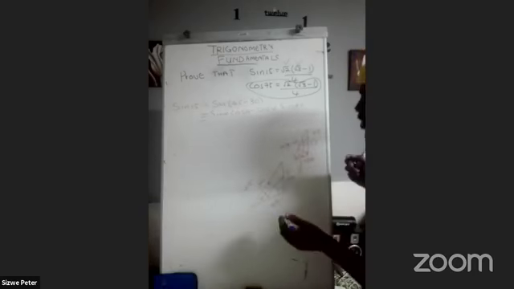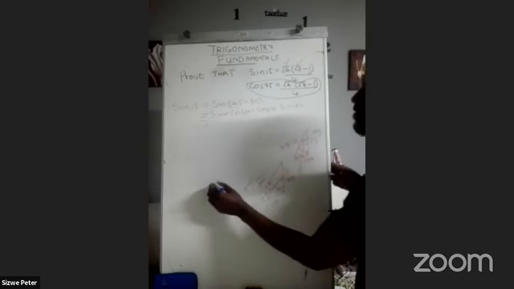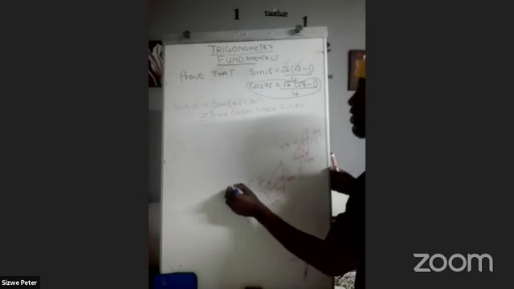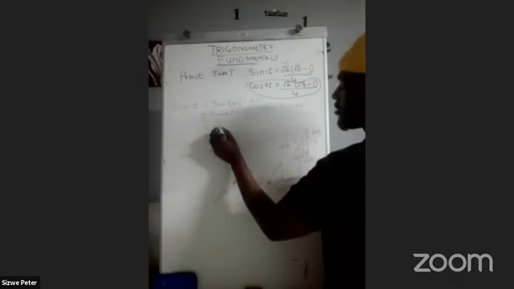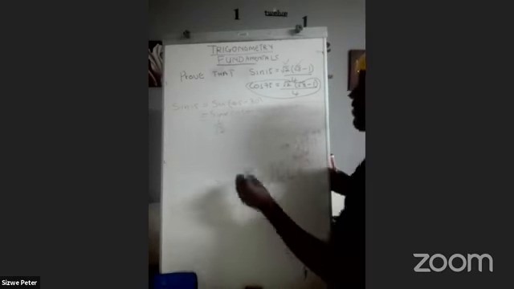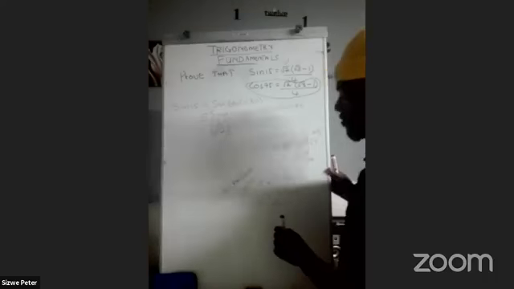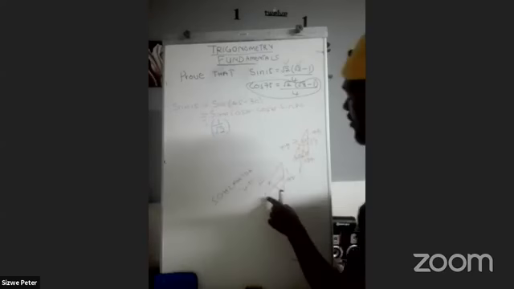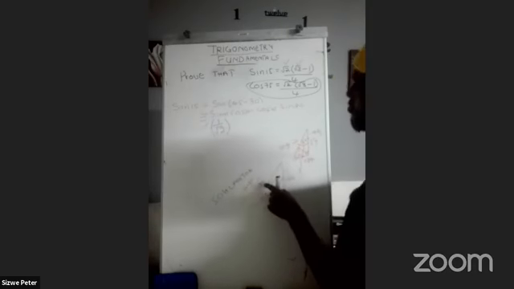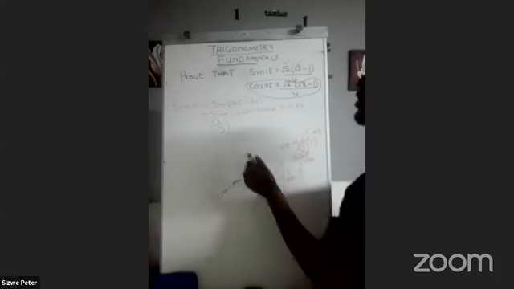Sine, what is sine? Opposite over hypotenuse. Very good. It's opposite, which is 1, over hypotenuse. So, for sine 45, opposite over what? Over hypotenuse. Yes, it's opposite over hypotenuse.